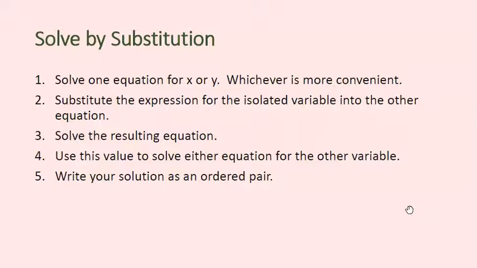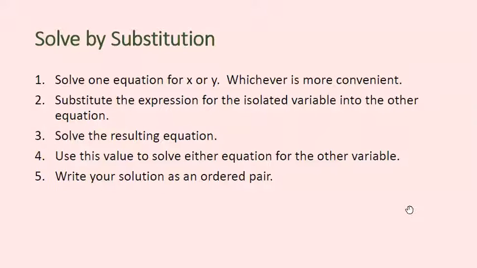So what was really important for that last example is that the first equation was already solved for y. If you don't have one of the equations solved for x or y, you're going to take one of the equations and make it x equals or y equals. You choose whichever one is more convenient for you.